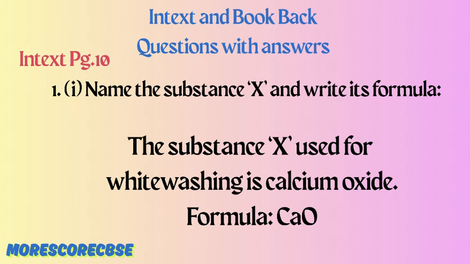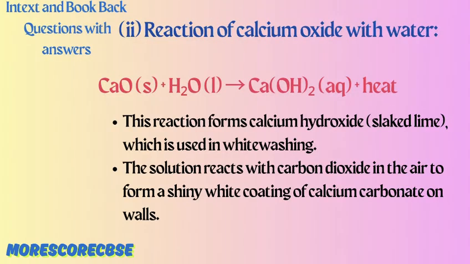Name the substance X and write its formula. Here the substance they have given for whitewashing is calcium oxide, and its chemical formula is CaO. Next question, reaction of calcium oxide with water. When calcium oxide reacts with water, it forms calcium hydroxide. Its common name is slaked lime, and it is also a heat releasing reaction. So when an equation indicates heat, it means that it is an exothermic reaction.